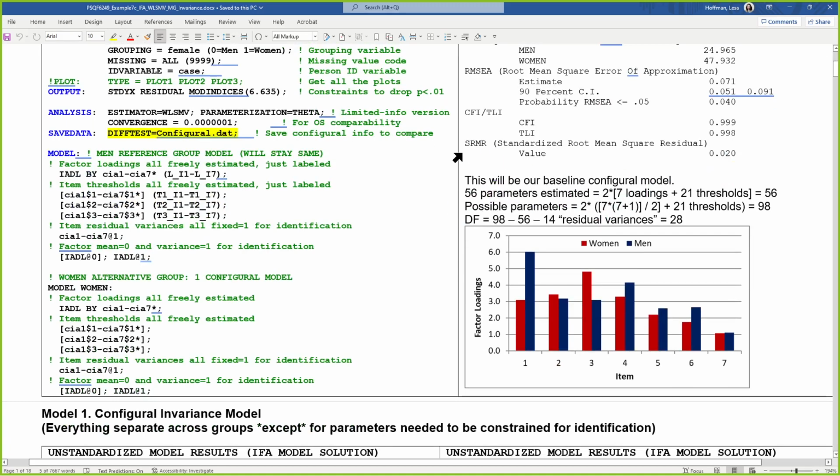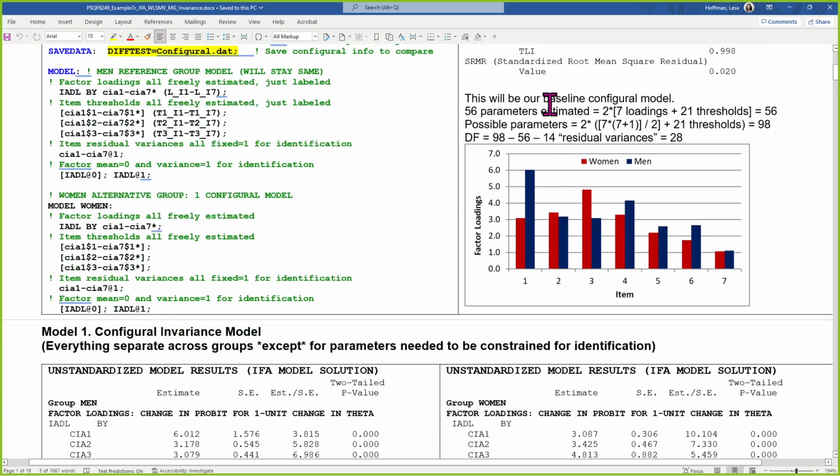So our configural model then fits reasonably well, which means it makes sense to go forth and test if the parameters differ across groups. So here's my picture of the loadings. The loadings are not on the same scale, but do you see items that look like they're sort of different? So like 1 looks pretty different than the rest of them. 3 and 4 look a little different. So this is foreshadowing.